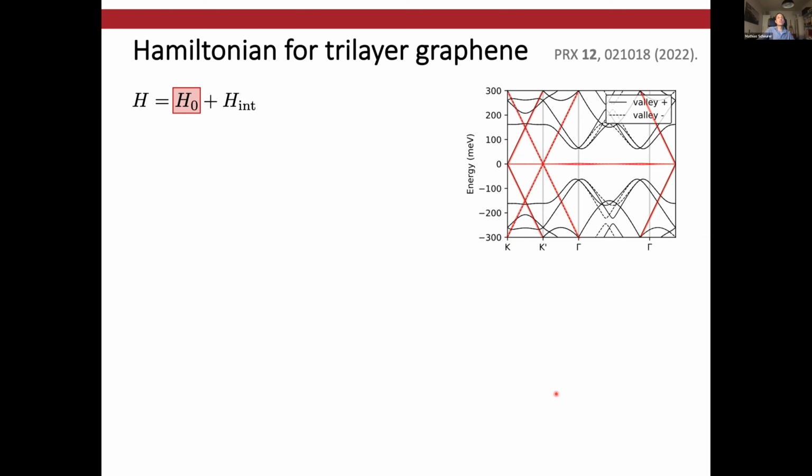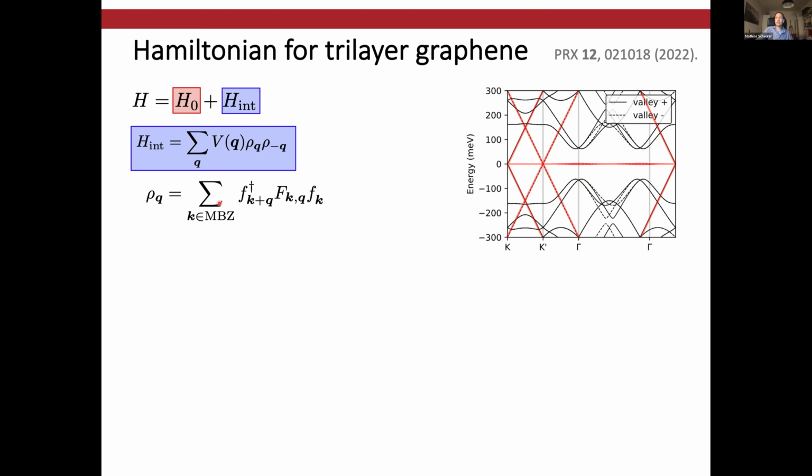So there is H0, which just captures the non-interacting band structure. For our analytics, it's just the flat bands plus dispersive Dirac cones. For the numerics, we also take into account various remote bands. The interaction is taken to be a gate screened Coulomb interaction, where rho of Q is just the density operator.